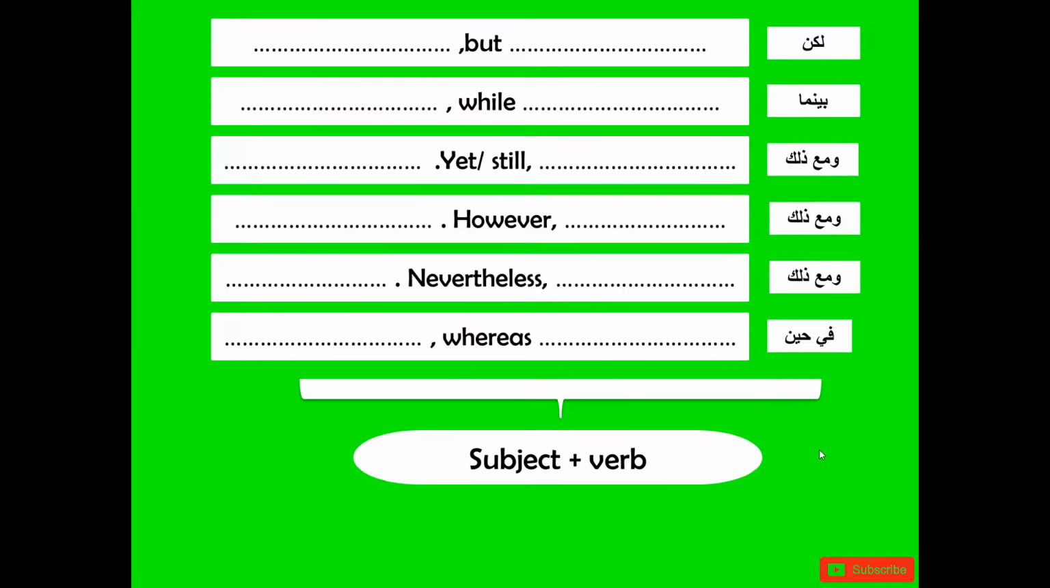This is how they are placed in sentences. You see here: comma, but, comma, while; full stop, yet or still, then comma; full stop, however, comma; full stop, nevertheless, comma; comma, whereas. So remember this structure.